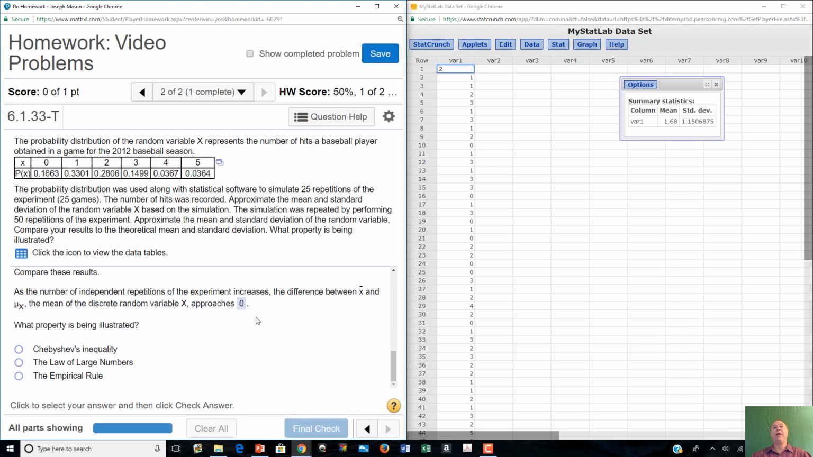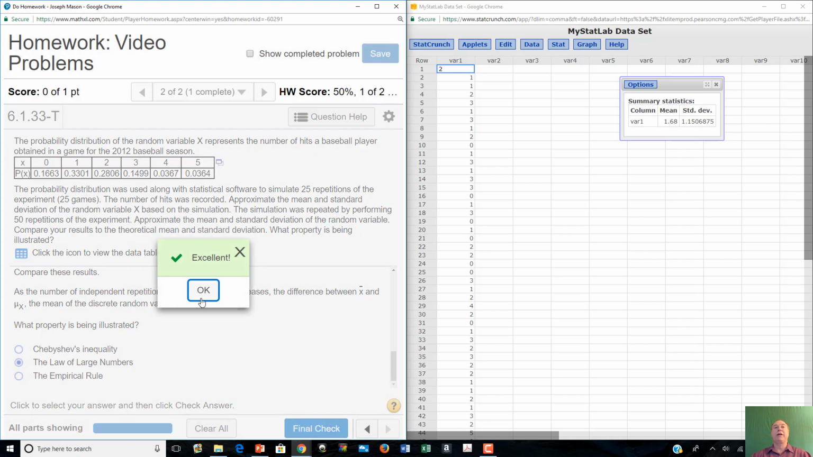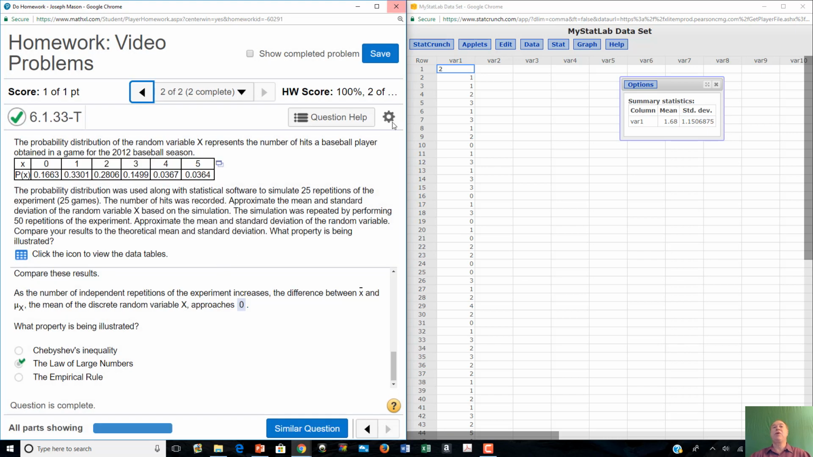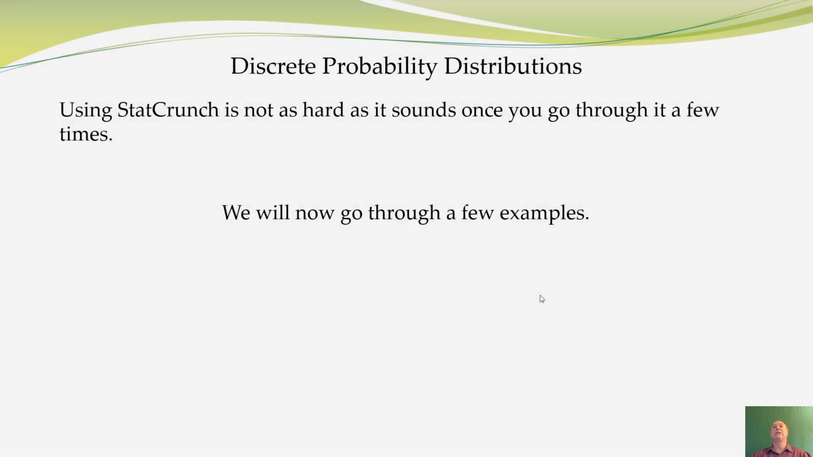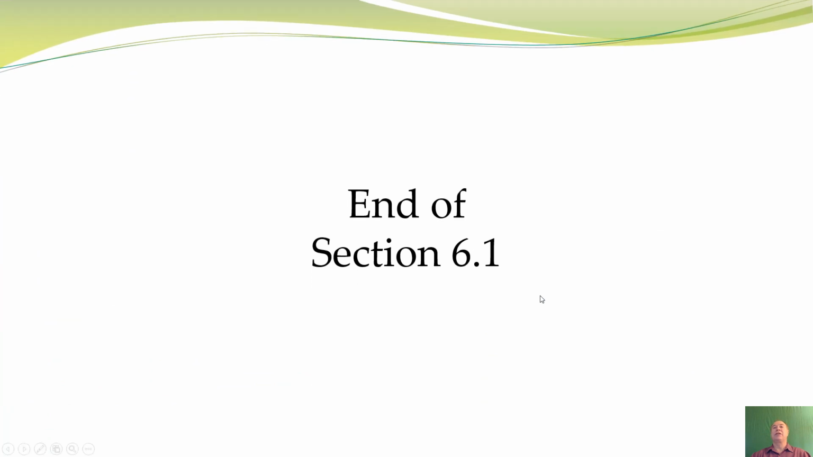And what is this a property of? Well, we're doing it many, many times. This is the law of large numbers. And final check. Okay, so that basically brings us to the end of section 6.1.